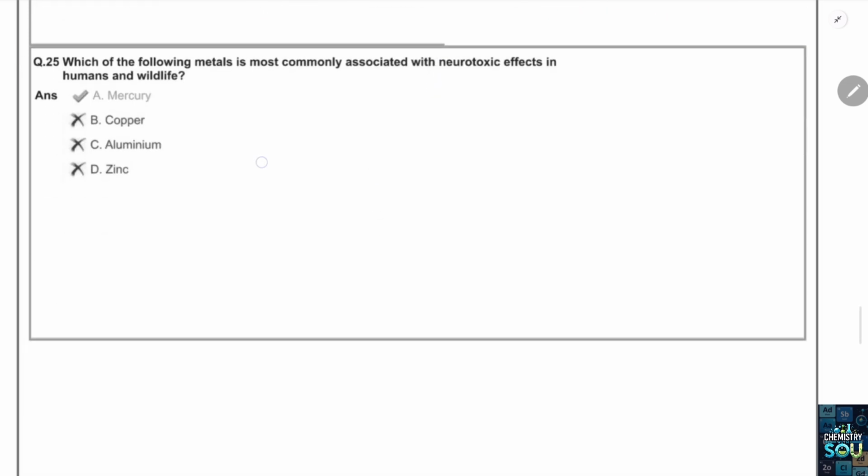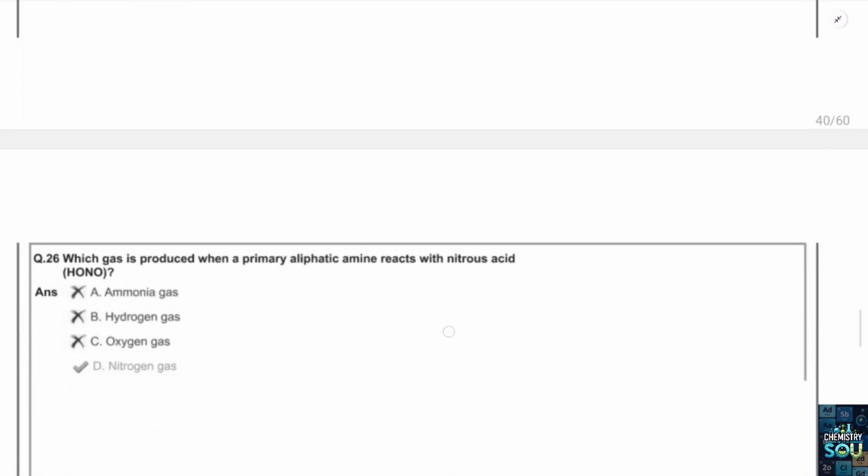In question number 25, which of the following metals is most commonly associated with neurotoxic effects in humans and wildlife? Mercury is infamous for this, because mercury, specifically methyl mercury, is a potent neurotoxin and it can damage the central nervous system. So A is correct.